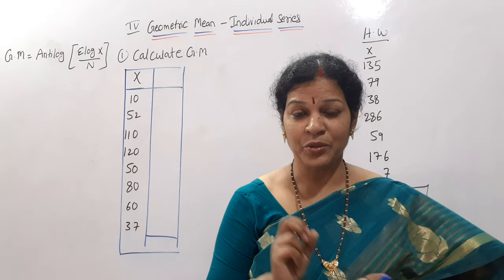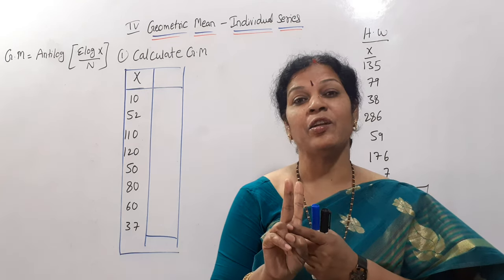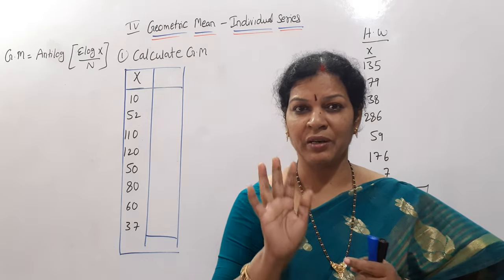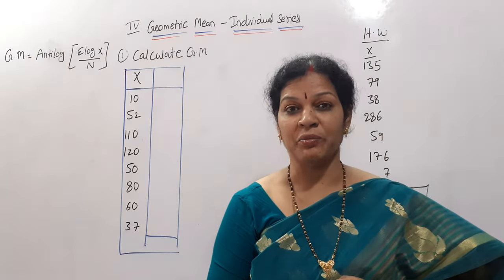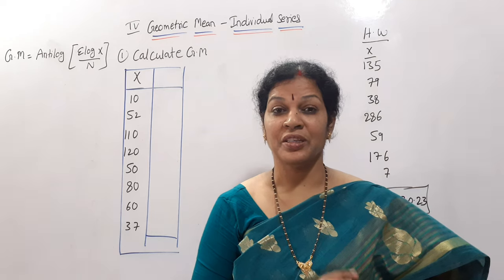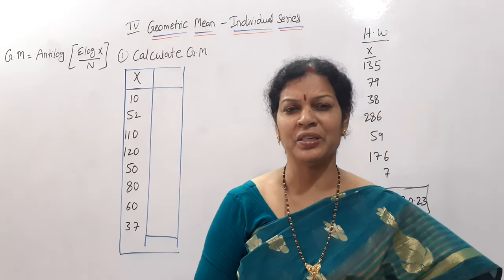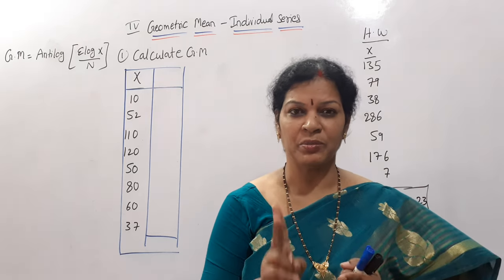We need only two tables: the logarithms table and the anti-logs table. If you have a textbook, the tables are given on the back side of the textbook. Check it out. You have to keep the tables just in front of you. Pause the video and take the tables. Anti-log and logarithms, both the tables you have to keep.